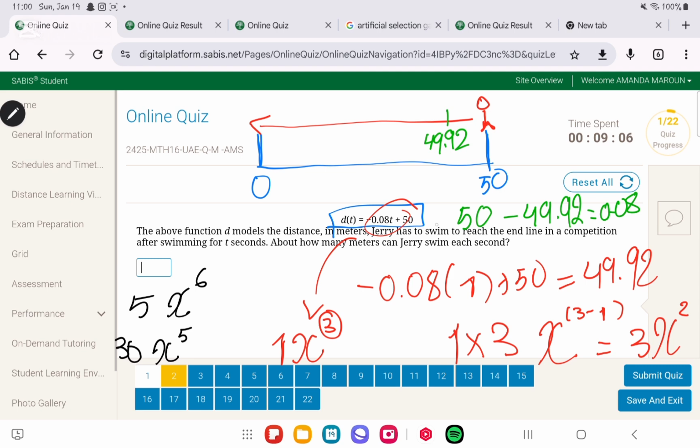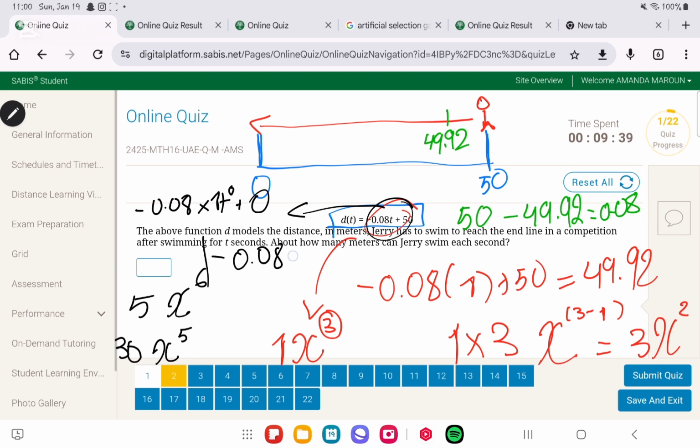So finding the derivative of this one, it is going to be minus 0.08 times 1, t to the power of 1 minus 1, which is 0, plus 50. If you take the derivative of 50, which is a whole number, it's going to become 0. So anything to the power of 0 is 1, and then anything plus 0 is the number itself, so we are going to get minus 0.08.